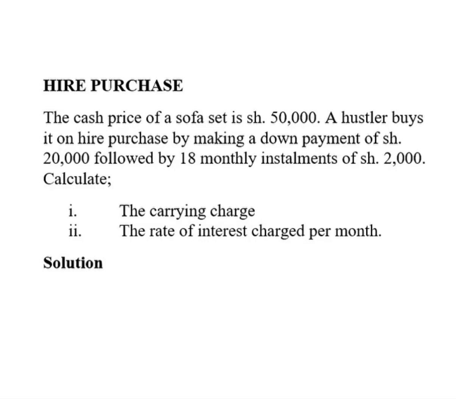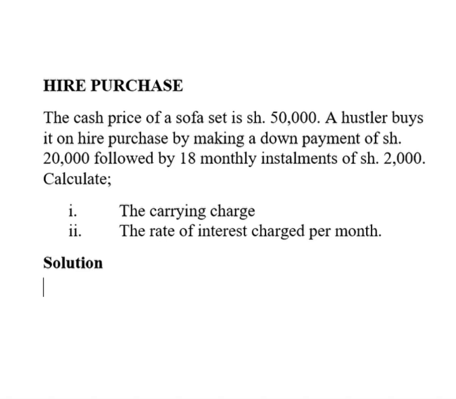The cash price of a sofa set is 50,000 shillings. A hustler buys it on hire purchase by making a down payment of 20,000 shillings, followed by 18 monthly installments of 2,000 shillings. We have to calculate the carrying charge and the rate of interest charged per month.